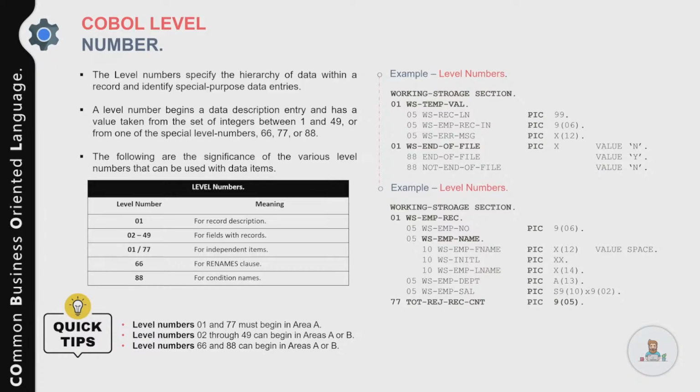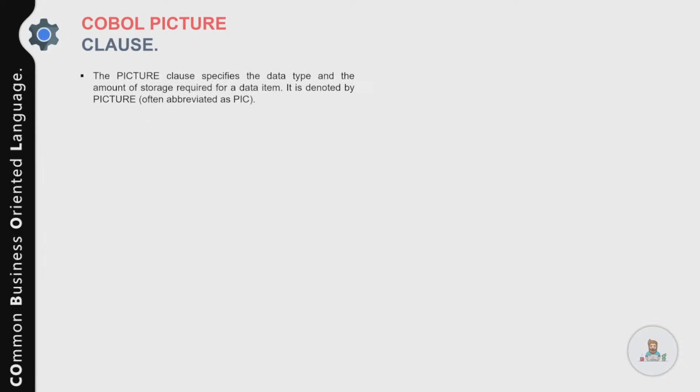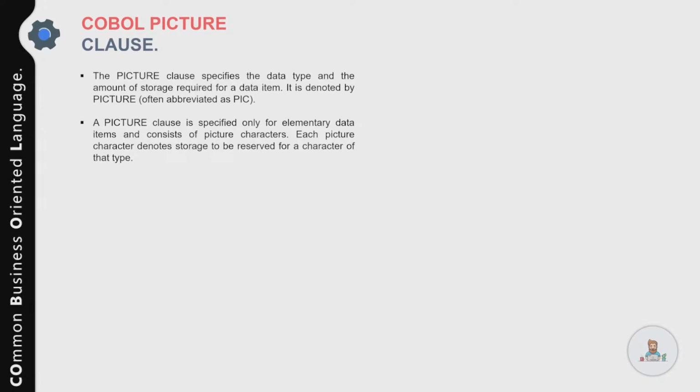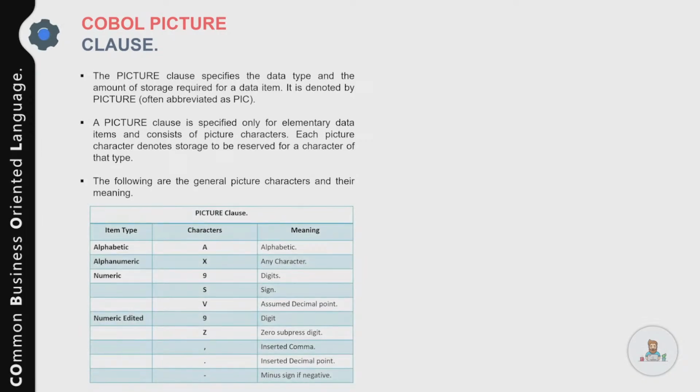Now let's talk about picture clause in COBOL. The picture clause is used to specify the data type and the amount of storage required for a variable or a data item. It is denoted by picture, which is often abbreviated as pic. A picture clause is specified only for elementary data elements or items and consists of picture characters. Each picture character denotes storage to be reserved for a character of that particular type. The following are the general picture characters and their meaning.